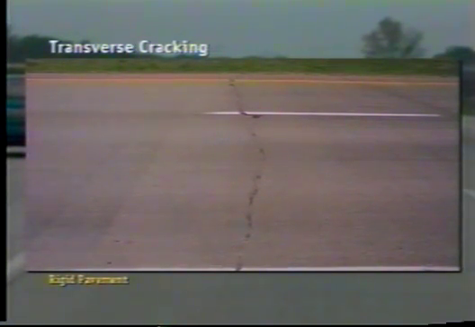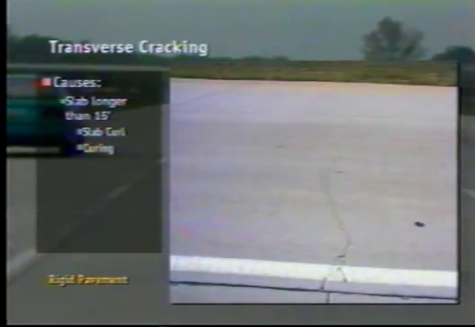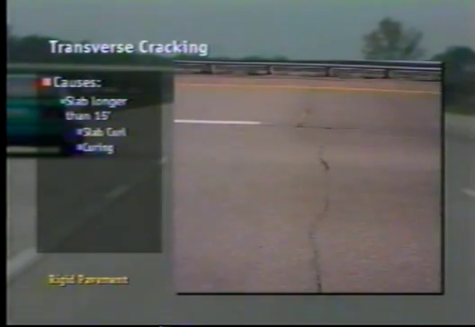Cracks or breaks at approximately right angles to the pavement centerline. Slabs longer than 15 feet crack for two reasons: slab curl and curing. For slab curl, temperature gradients in the slab create a cantilever effect that will crack the slab with load. And for curing, as moisture cures out of a slab, the volume decreases. Without contraction joints or saw cuts, cracking is inevitable.